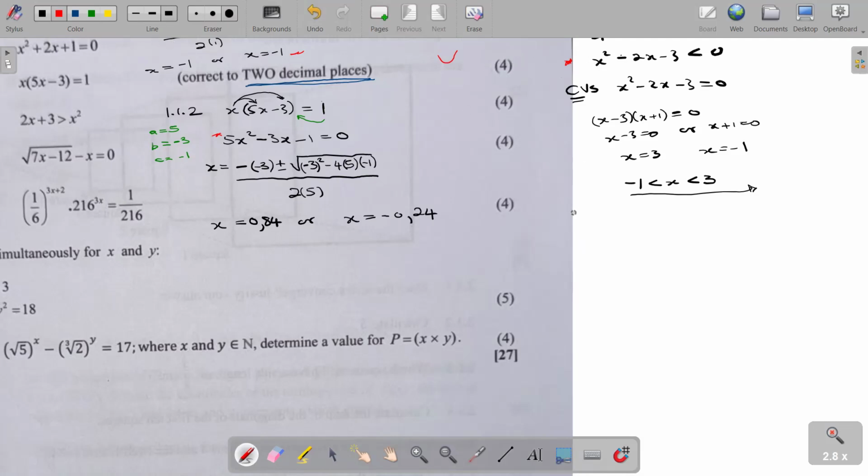So after getting the critical values here, we sketch the graph. We only need the horizontal axis. Then this is our sketch with our limits at -1 and 3. Then we say less than 0. If we are saying less than, we want where the graph is below the horizontal axis. So our graph is below within this range.